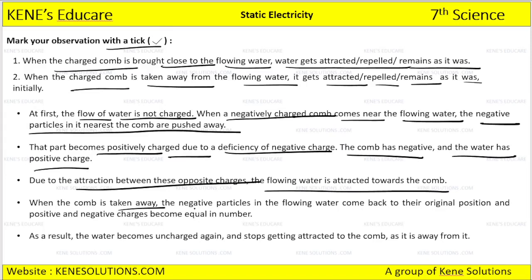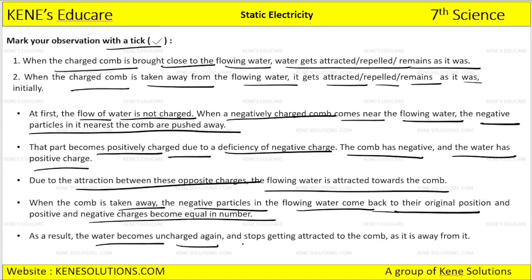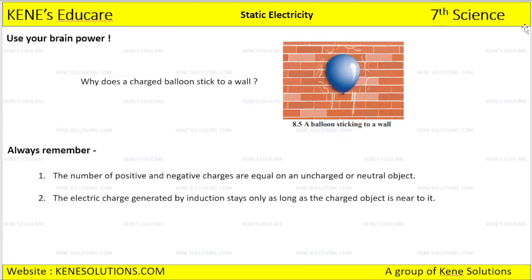When the comb is taken away, the negative particles in the flowing water come back to their original position and the positive and negative charges become equal in number. तो जब आप हेयर कॉम्ब को पीछे लेते हो, the negative particles in flowing water come back to the original position, and positive and negative charges become equal in number. As a result, the water becomes uncharged again and stops getting attracted to the comb as it is away from it. Okay. तो वाटर becomes uncharged again. अगर आप उससे फिर चार्ज हुआ को पीछे लेते हो तो फिर से वापस से अनचार्ज हो जाएगा.